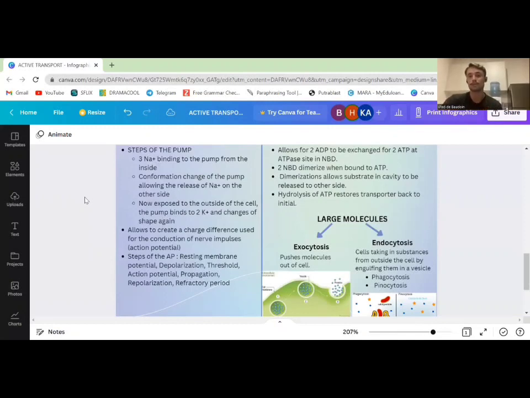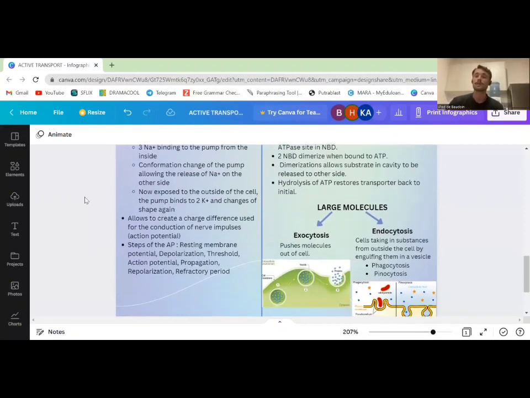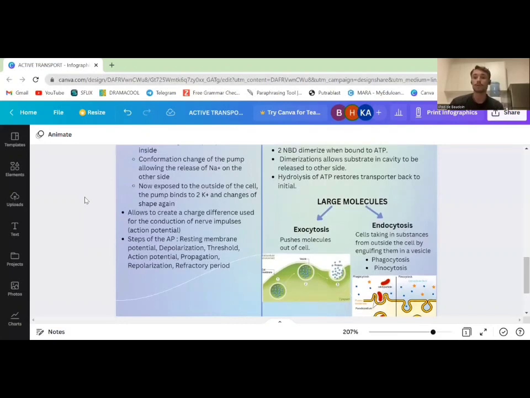Then the pump will change its shape, its conformation, in order to release the 3 sodium ions outside the cell. The inorganic phosphate will still remain bonded, while 2 new ions, 2 potassium ions, are going to be linked to the pump and will change again its conformation in order to release the 2 new ions inside the cell. Then the cycle repeats again in order to create this new gradient of charge along the cell membrane.